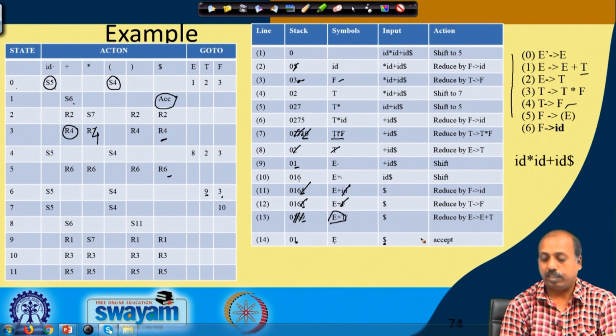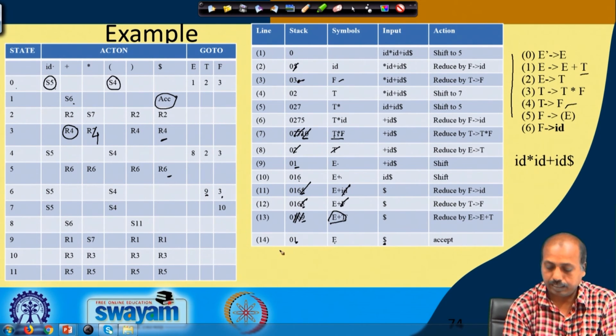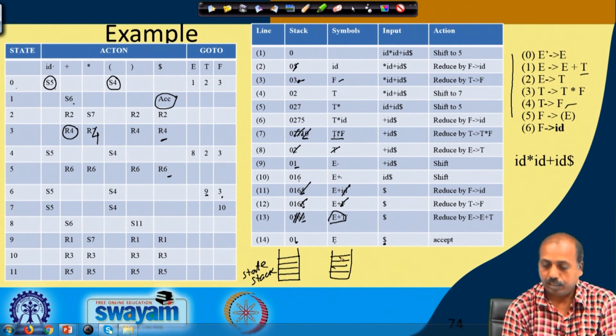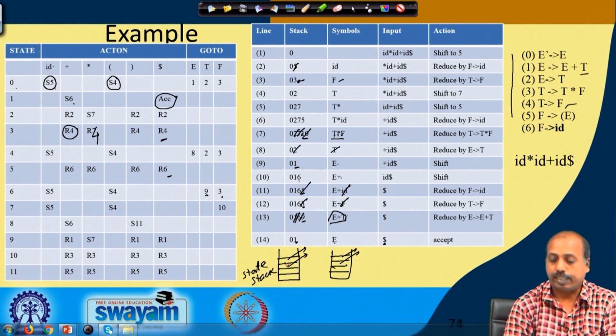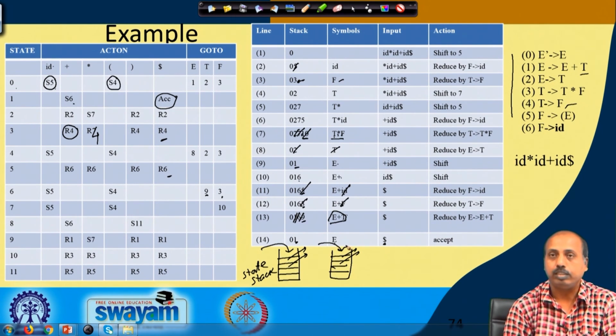So, in this particular case, for understanding this in a better fashion, we can assume that we have a stack of states. So, this is a state stack, and we have a symbol stack. Whenever we are popping something from the symbol stack, we have to pop an equal number of entries from the state stack, and whenever we are doing a push or shift operation, the state is shifted here and the symbol is shifted onto this stack.